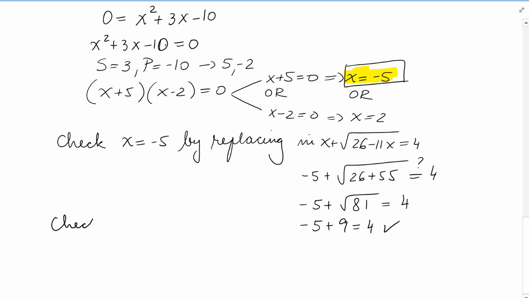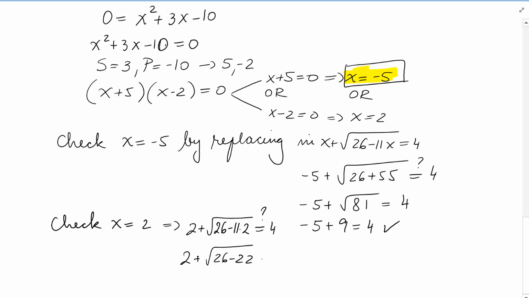So now I want to check x equals 2 by replacing it in the same equation. So we get 2 plus square root of 26 minus 11 times 2 equals 4. Well, 2 plus square root of 26 minus 22, 2 plus square root of 4 is 2, equals 4. Yes, so both of these are solutions. Sometimes none of them, or sometimes just one of them, is a solution.